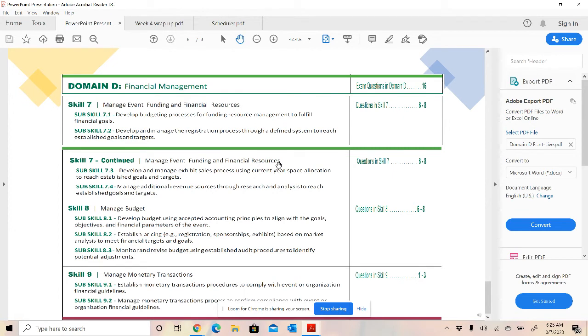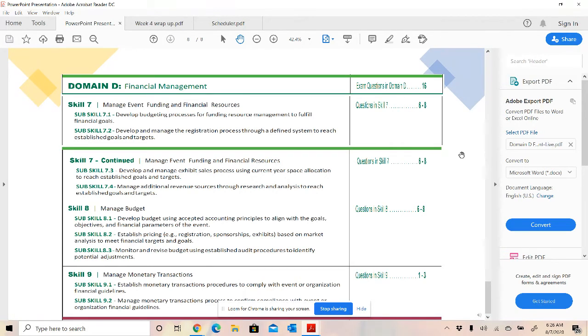Okay, I kind of breezed through this pretty fast because financial management is not an exciting and fun thing. All right, so let's look at our CMP International Standards, the CMP-IS, and this is what the CMP really wants us to focus on in each skill.